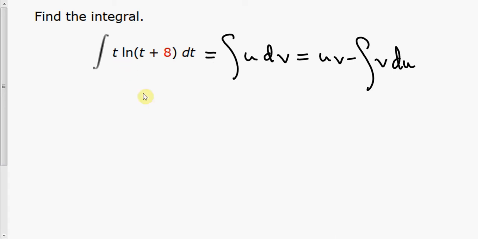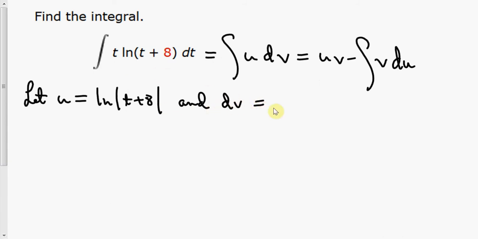One we want to be able to take the derivative of, and the other we want to be able to integrate. And so it doesn't matter which one you choose for this particular problem. With one combination of u and dv it's easier, and the other method is a little bit longer. So let u equal, I choose, the natural log of the absolute value of t plus 8, and so thus dv would have to be that t and then the dt.